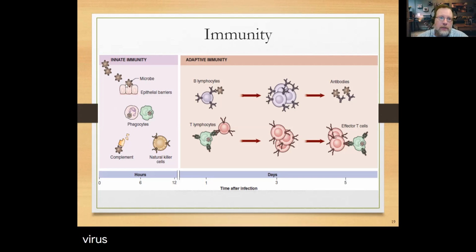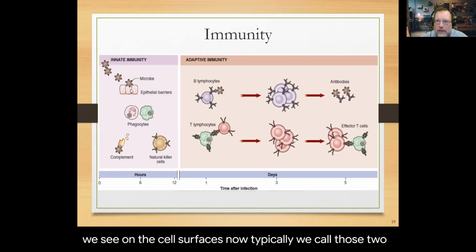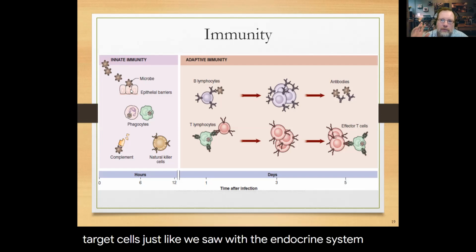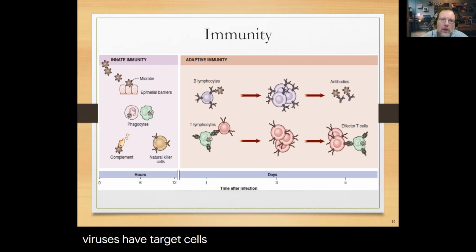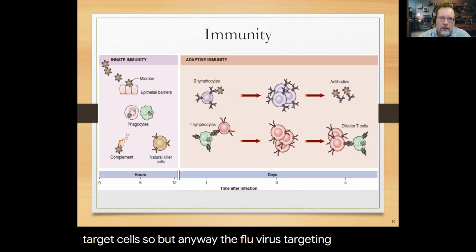Now, the flu virus has a different appearance, but it does attack some of the similar markers that we see on the cell surfaces. Typically, we call those target cells, just like we saw with the endocrine system. So viruses have target cells, and even more specific target structures on cells. So even more specific, really, than just target cells. But anyway, the flu virus targets some of our mucus cells, some of these epithelial barriers.